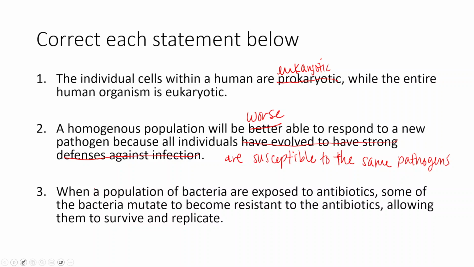Okay, so number 3. When a population of bacteria are exposed to antibiotics, some of the bacteria mutate to become resistant to the antibiotics, and that allows them to survive and replicate. So you already know that this is incorrect because I'm asking you to correct it. So yeah, can anybody tell me why this is wrong and how they would fix it?